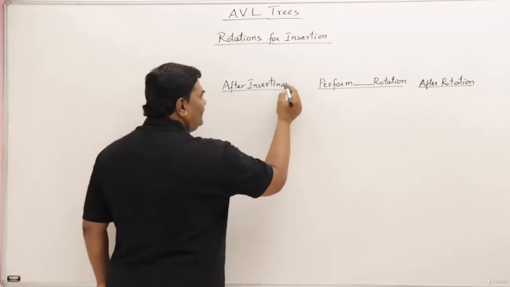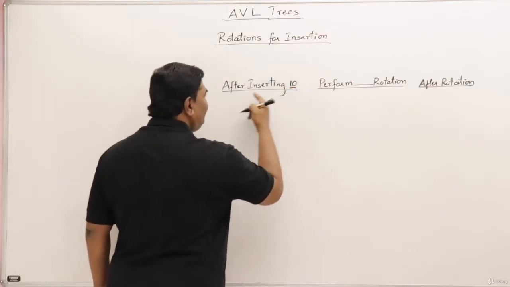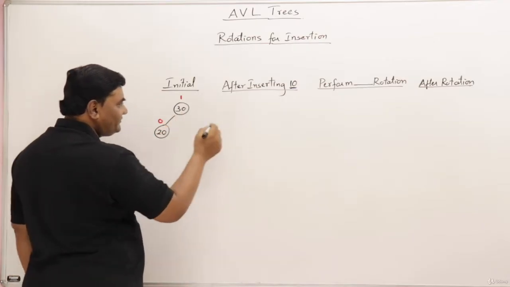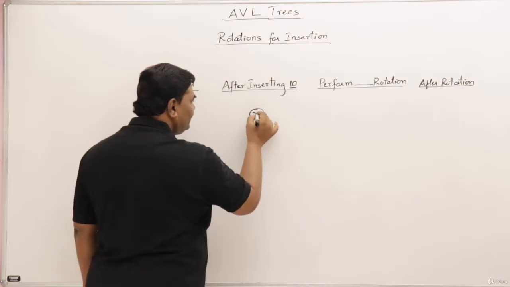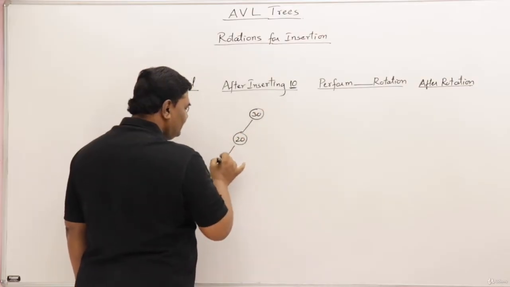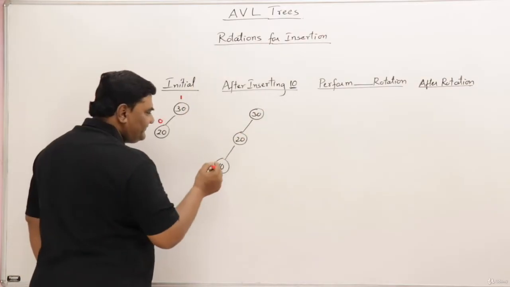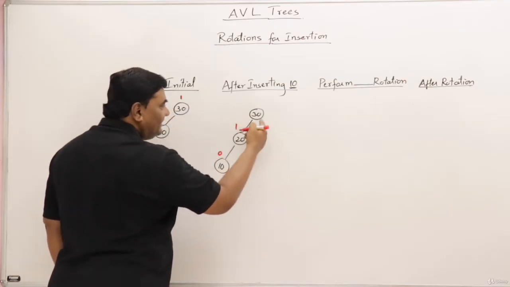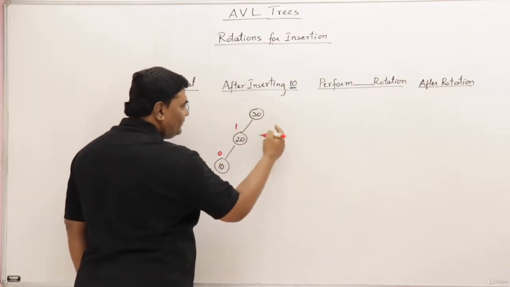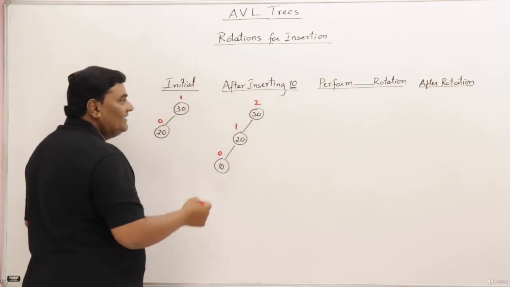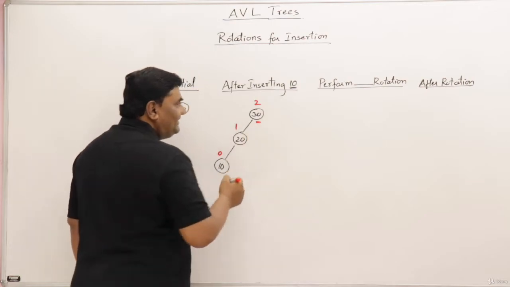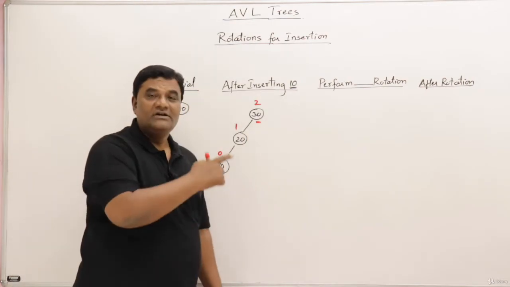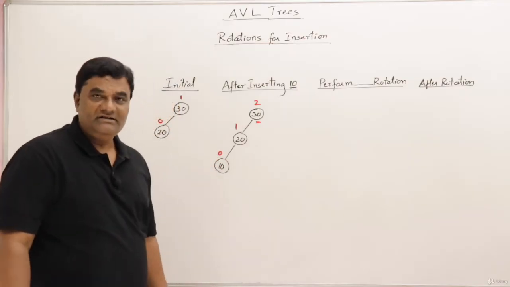Then I want to insert a value 10. After inserting 10, where will 10 come? 10 is less than 30, less than 20, so it will come on this side. So 30, 20 and 10. What are the balance factors? This is 0. This is 1 minus 0, so 1. This is 2 minus 0 on this side, so this is 2. So this node became imbalanced. The balance factors should not be more than 1, but the balance factor is 2, so this node became imbalanced.